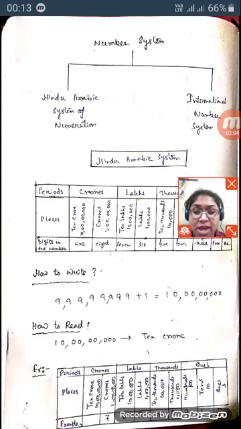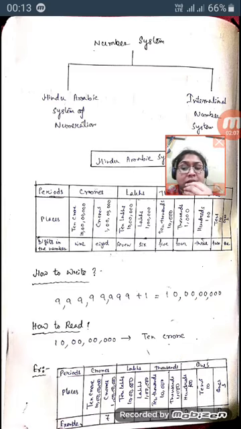Now, see 9999999. This is the largest 8 digit number. If we add 1 with this, we will get 10000000. This is the smallest 9 digit number.